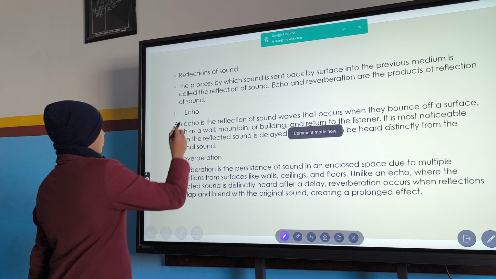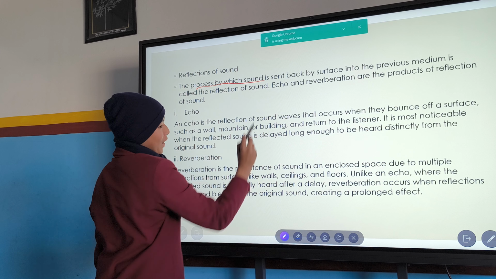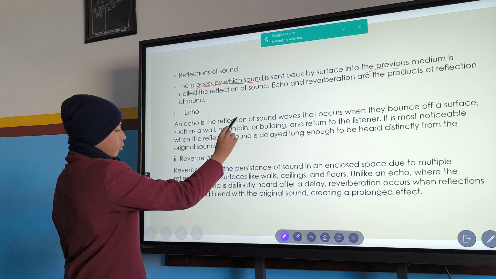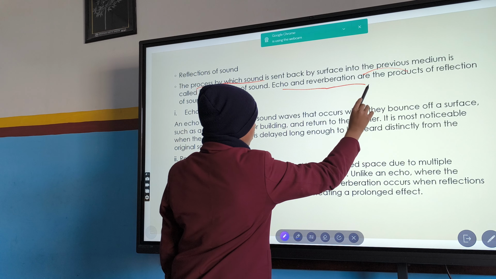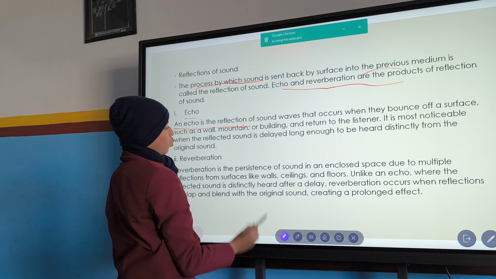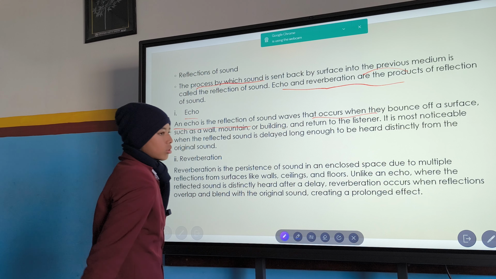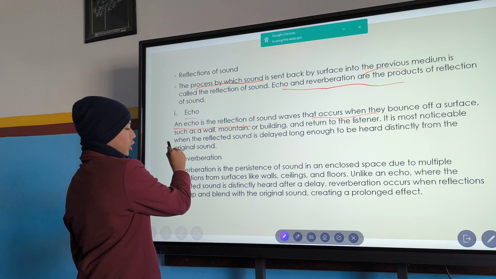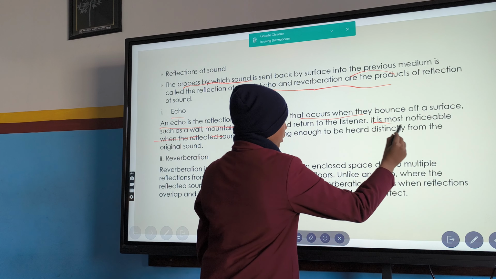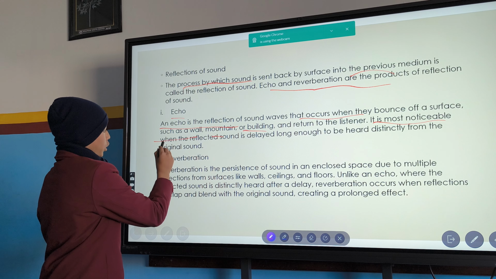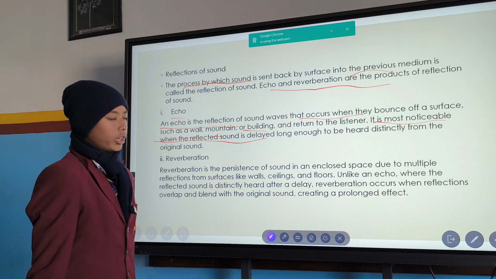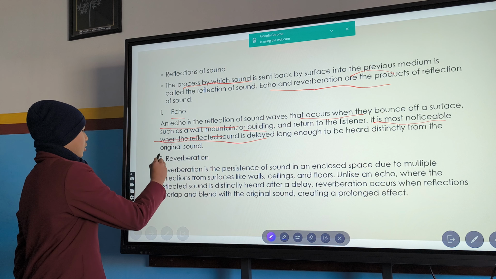Reflection of sound. The process by which sound is sent back by a surface into the previous medium is called reflection of sound. Echo and reverberation are products of reflection of sound. Echo is the reflection of sound waves that occurs when they bounce off a surface such as a wall, mountain or building and return to the listener. It is most noticeable when the reflected sound is delayed long enough to be heard distinctly from the original sound.